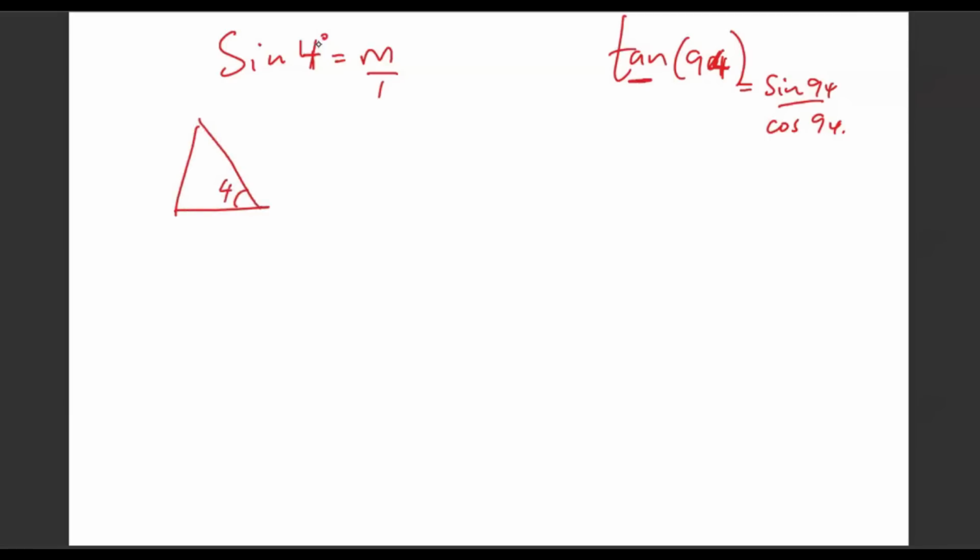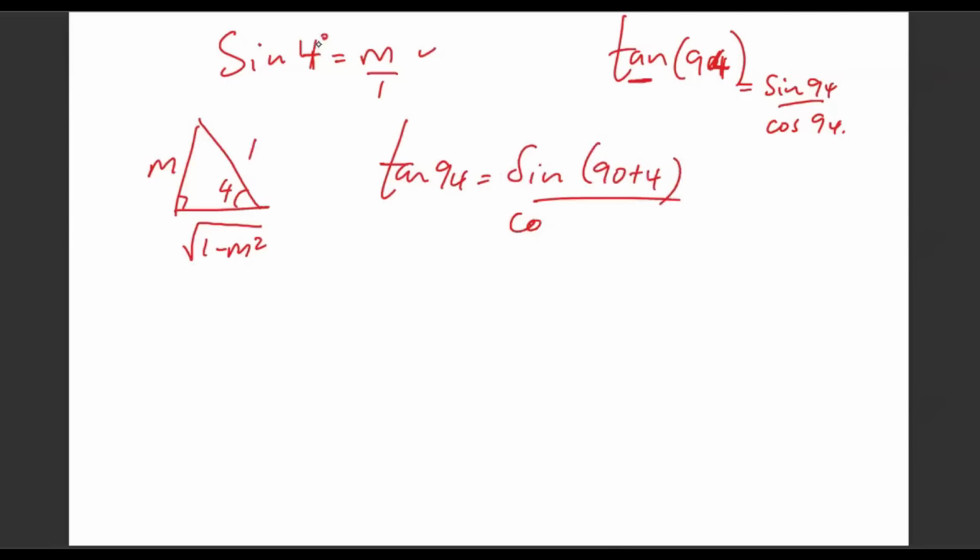Okay, if that is a 4, sine is opposite over hypotenuse. So m and 1. Then I need to find this other missing side using Pythagoras, and that's going to be the square root of 1 minus m squared. If that is done, then I can go down and break down the tan 94. We said it's going to be the sine of 94, I'm going to say 90 plus 4, over the cos of 90 plus 4.